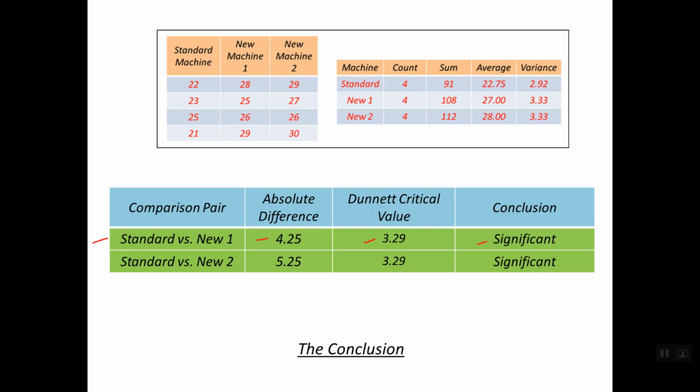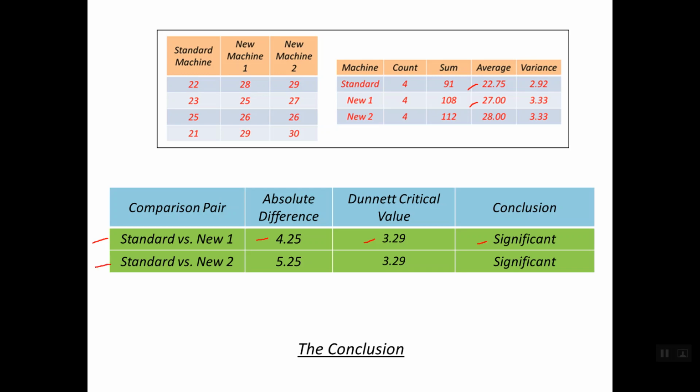Which one is greater? We check inside this table. Regarding the average for the standard machine, it is 22.75, while for new machine number 1, it is 27. So we conclude that the average productivity for the new machine 1 is greater than the average productivity for the standard machine.